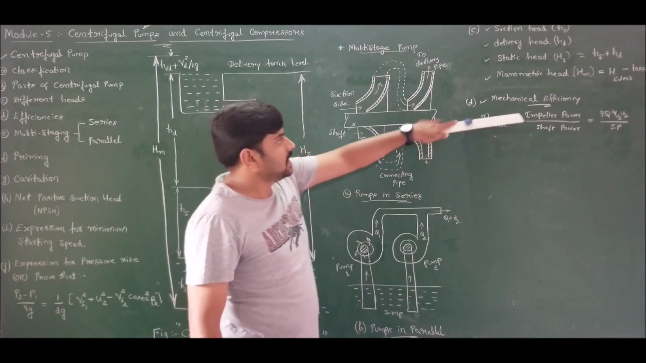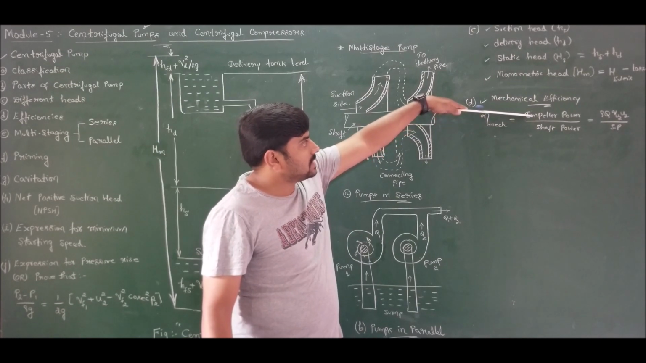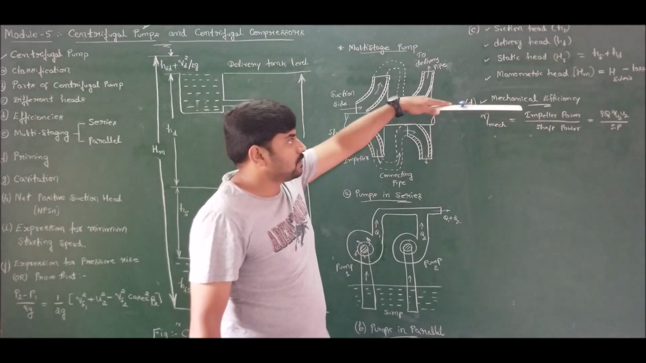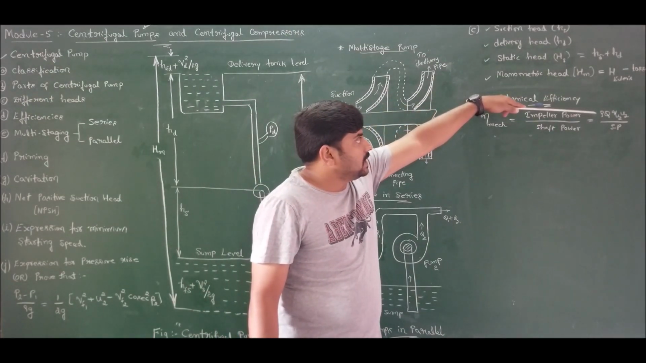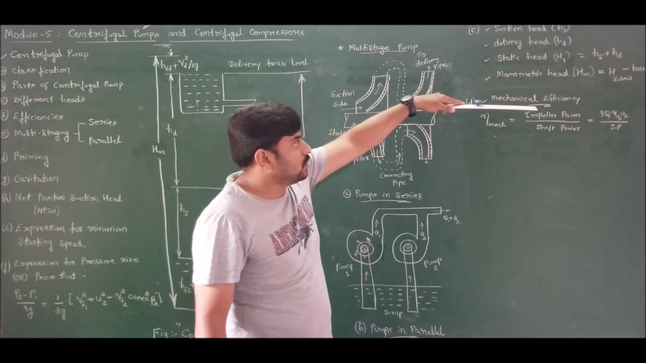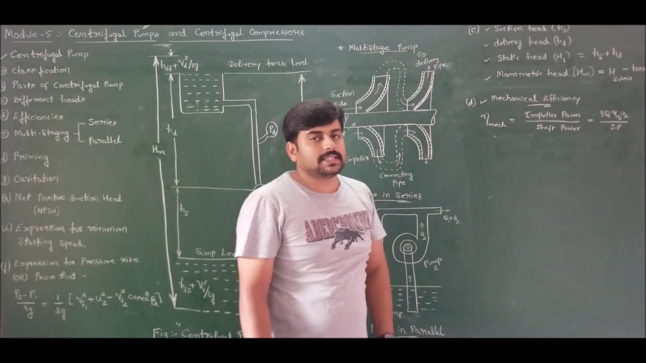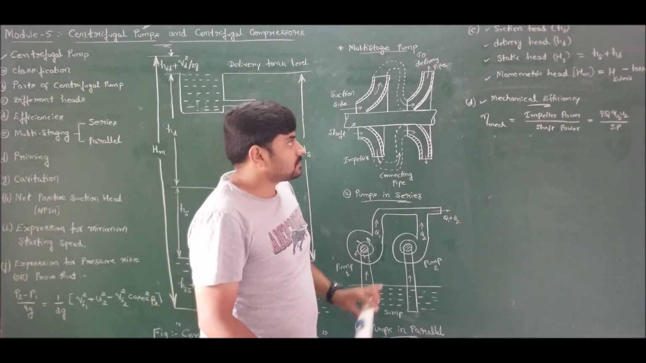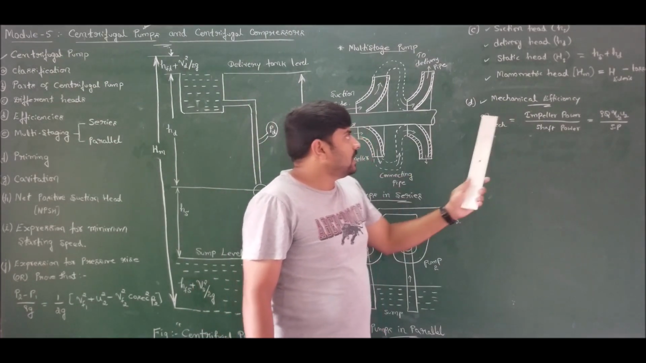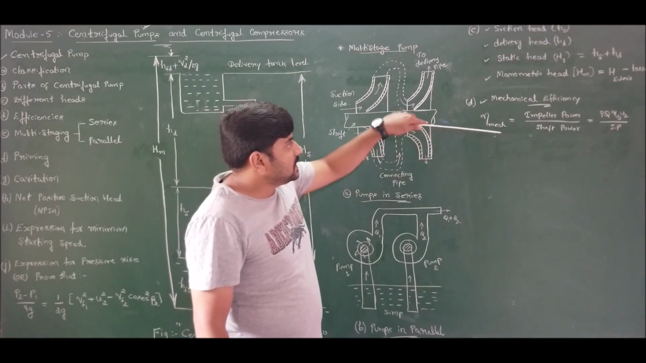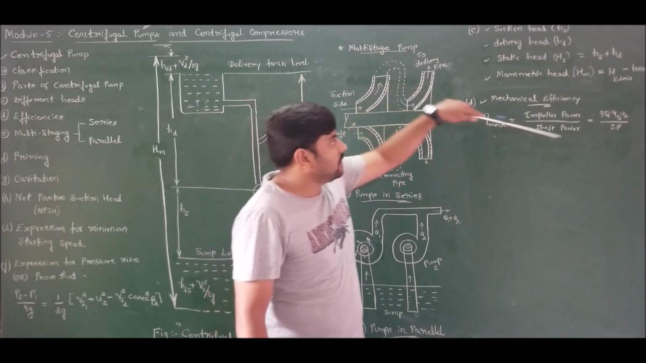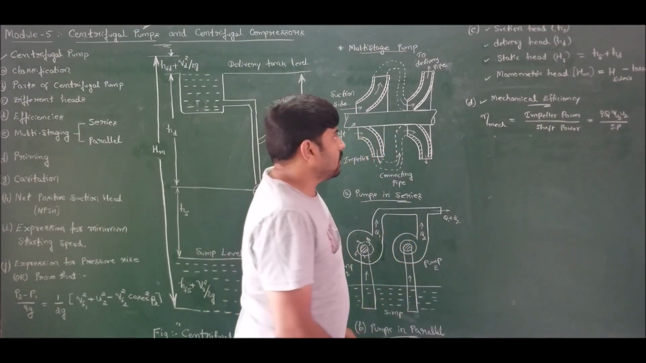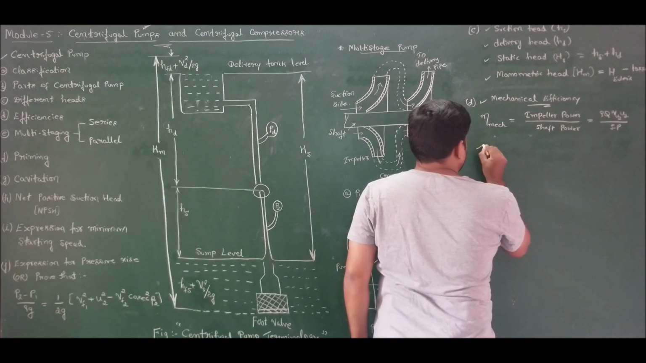Mechanical efficiency is defined as impeller power by shaft power, whereas impeller power is defined as mass flow rate into work done per kg. This you already know. Mass flow rate is density into discharge, rho Q, m dot, into work done per kg, VU2 U2 by GC, where the value of GC is 1. If I divide it by shaft power, I will get the mechanical efficiency. Using this, if I know the mechanical efficiency, I can find the power required to drive the pump, that is shaft power.